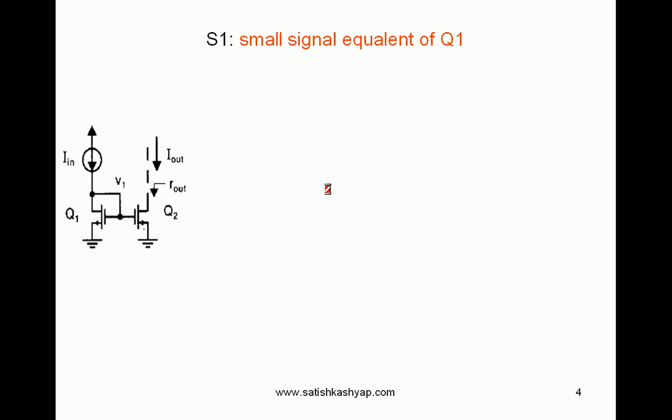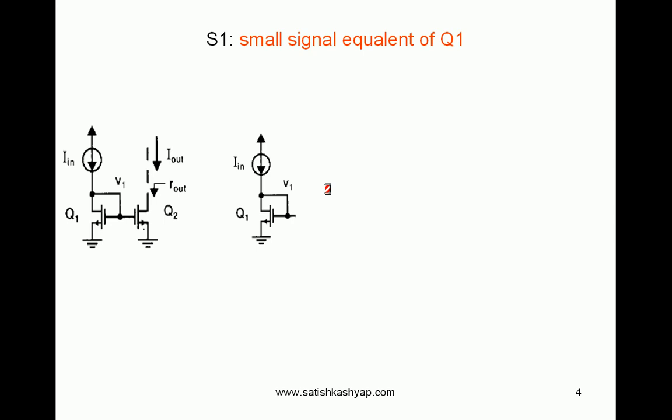First we will draw small signal equivalent of Q1. Later we are going to replace that small signal equivalent. Then we will draw the small signal equivalent of Q2 like that. Then we will apply the test voltage calculating the output impedance. So first step, small signal equivalent of Q1. This is the portion what we are going to be replacing.